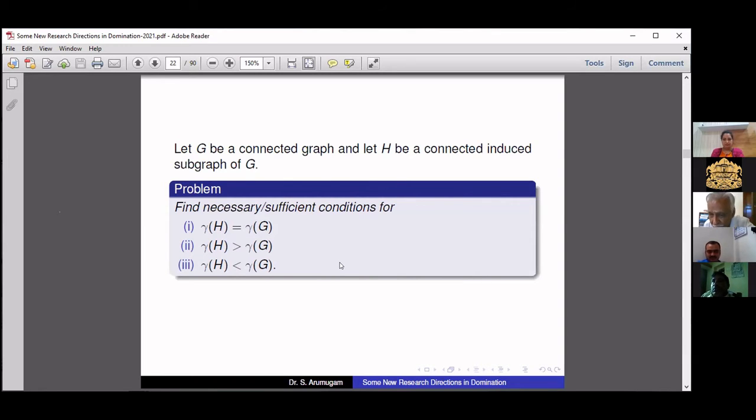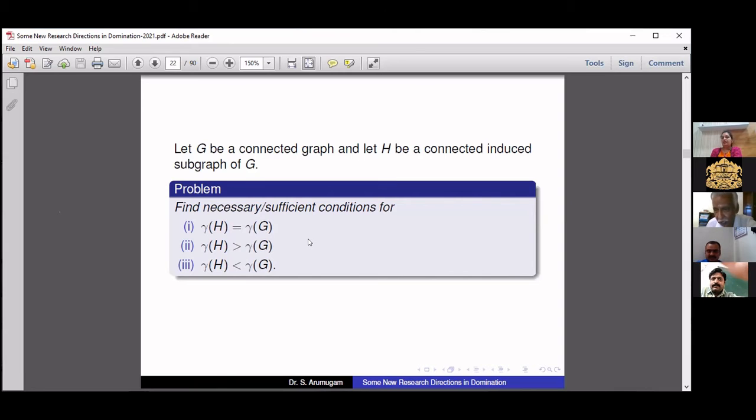For which classes is it settled? I don't see any general theorem of this type in domination theory at all. I am not able to see any theorem giving a necessary condition or sufficient condition for such things. For a single vertex, they have done it: you remove which vertex increases the domination number, remove which vertex decreases. For a general subset, I have not seen any big theorem so far. That's why I'm saying it is a fundamental problem which has not been completely looked at.